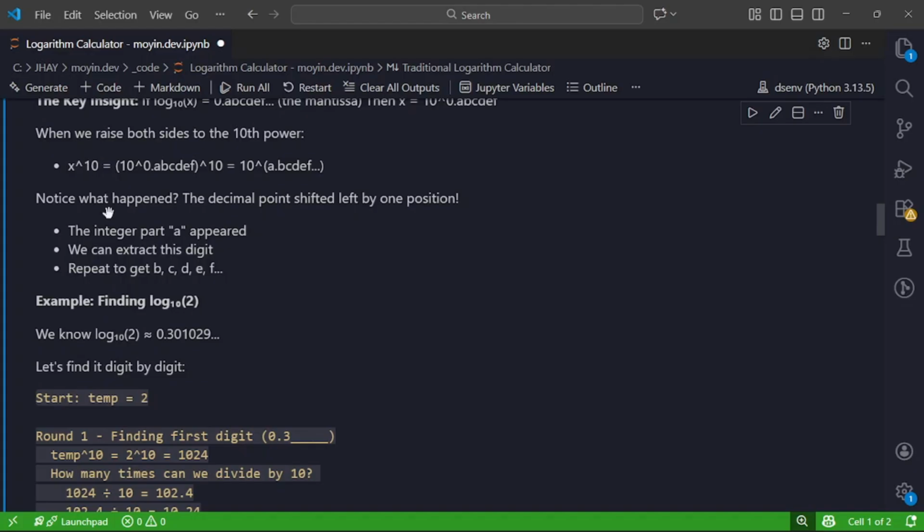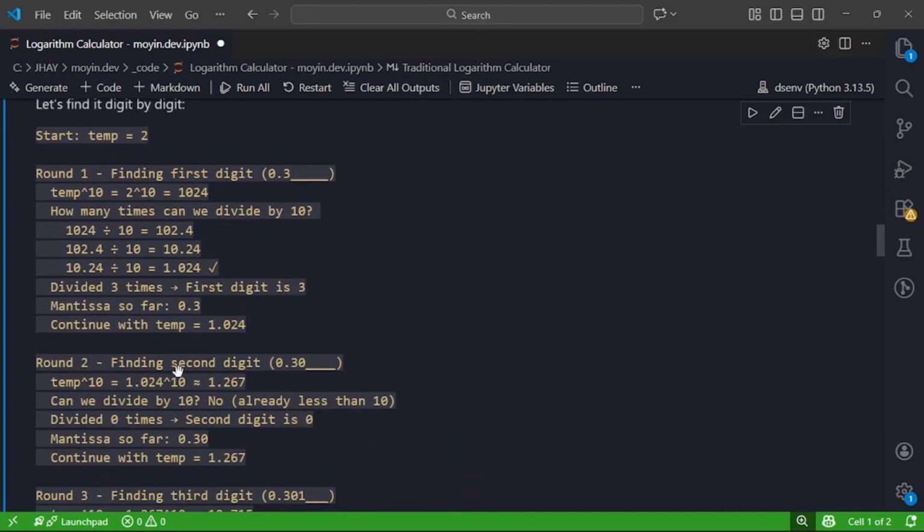So let's say we divide by 10. First time it works, second time it works, third time it works, fourth time it works. We will know that A will be equal to 4. But let's say it stops at 3, then we'll know that A is equal to 3. So yeah, I'm just trying to make sure you all understand the logic of the traditional logarithm calculator. Then we'll go into the code fully.